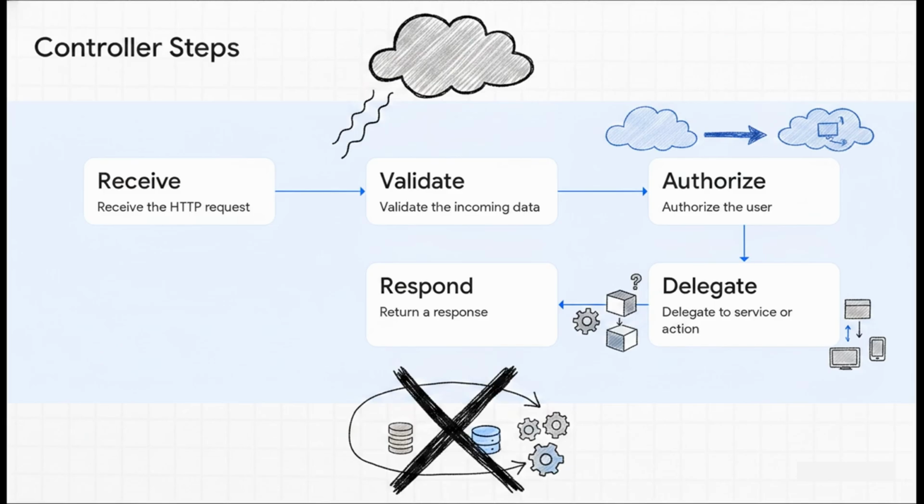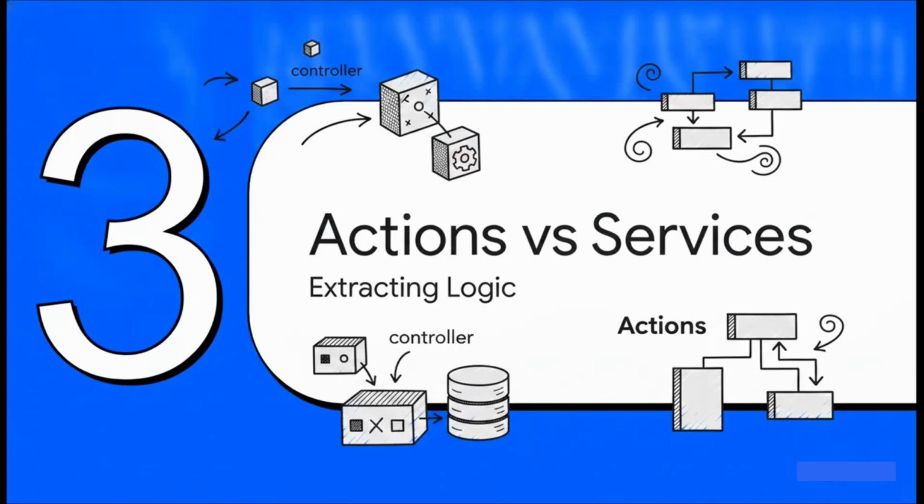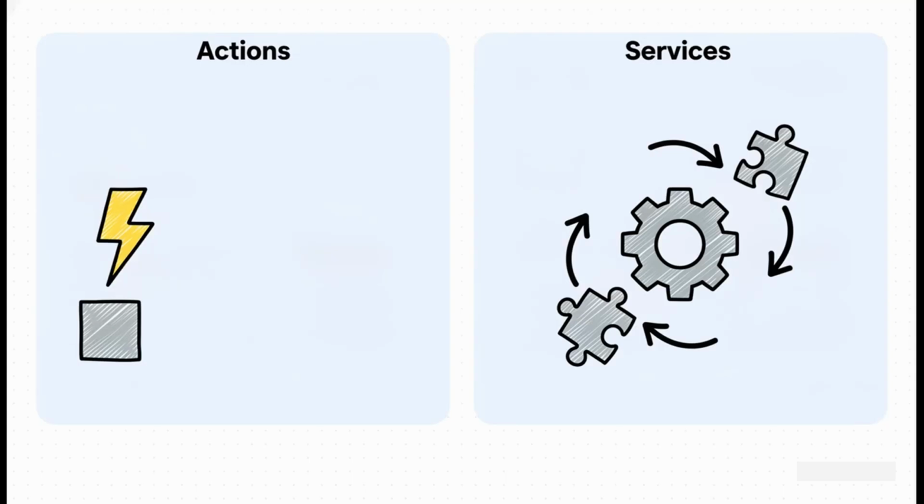So that raises the question, if we're stripping all of this business logic out of our controllers, where does it all go? Which brings us perfectly to Section 3, Actions versus Services, and how we extract that logic. Let's contrast these two concepts because they get confused all the time. First up, we have actions. An action is a single-purpose class that performs one specific operation. It's executed exactly once to complete one atomic task.